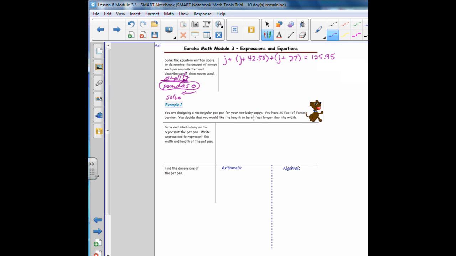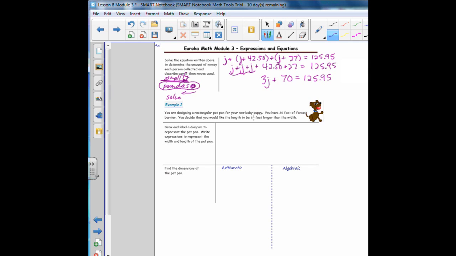So the first thing I'm going to do is collect my like terms. And I have J plus J plus J plus $42.50 plus 27. And that's equal to $125.95. Now, combining my like terms, that's 3J, and then I'm also going to add the $42.50 and the $27. So I have 3J plus $70 equals $125.95. So I've simplified everything I can. Now I'm going to solve my equation.